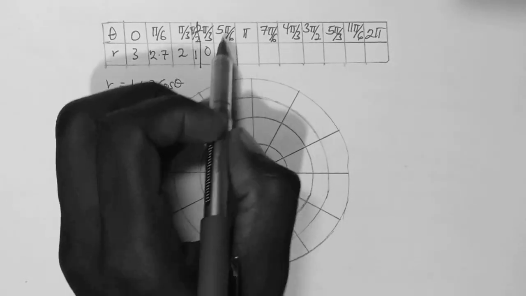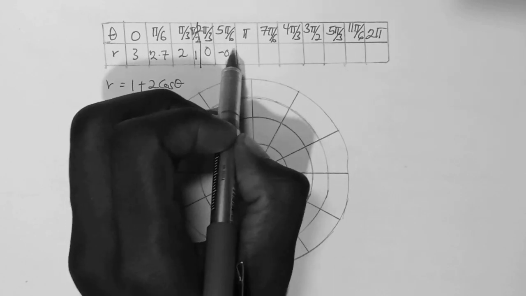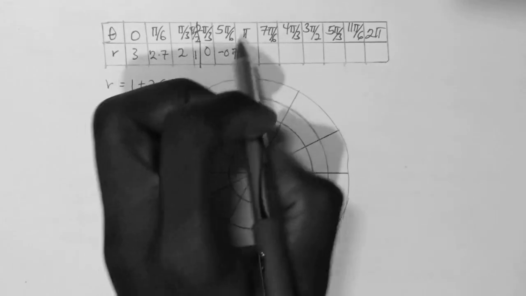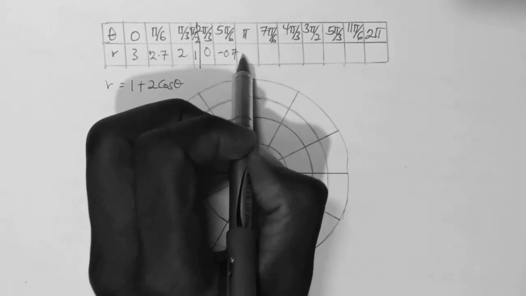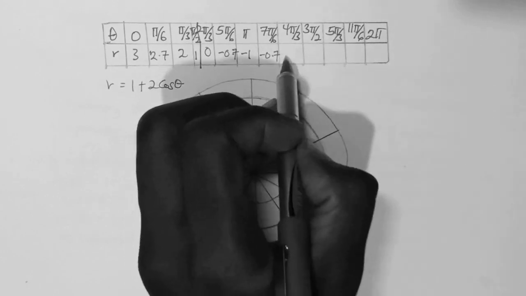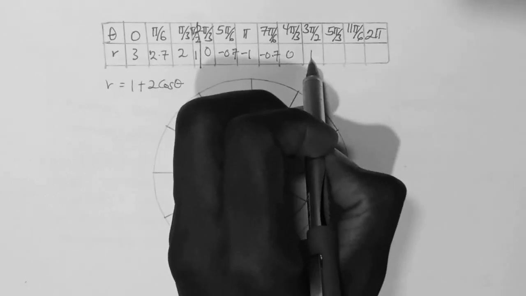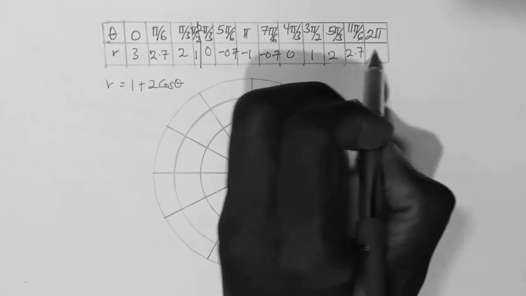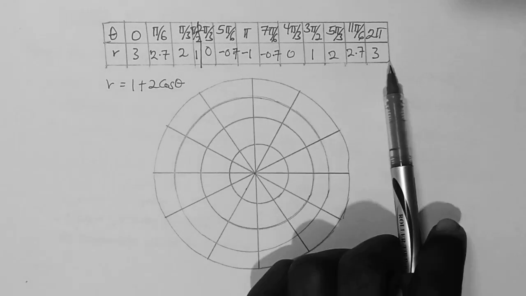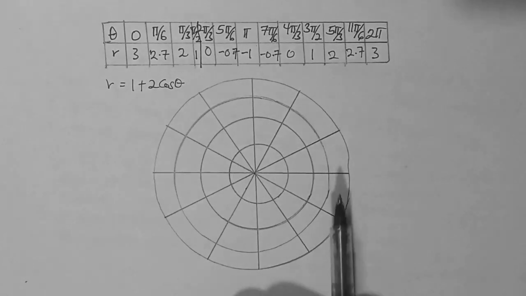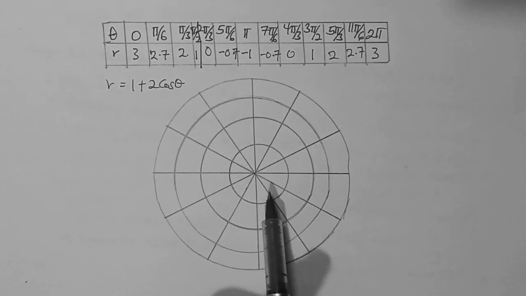Then if you put 5 pi, you will get minus 0.7. So we need to keep filling. If you keep filling everything, then here will become minus 1, minus 0.7, 0, 1, 2, 2.7, and then 3. So this is the table containing the various r values and theta values. So let's come here and plot it on the curve.